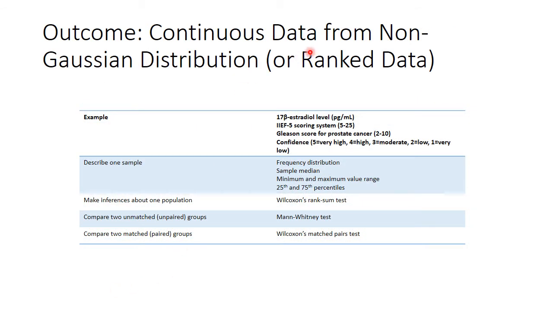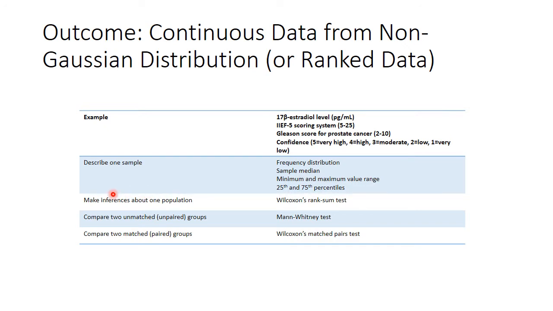Now looking at continuous data from non-Gaussian distributions, or ranked data, you can look at things like 17 beta estradiol concentrations. Or if you're looking at certain scores for prostate cancer, or a Likert scale, so looking at confidence in something, very high versus moderate, this can be good for that. Describing just one sample, again, you can do very similar things, like frequency distributions and 25th and 75th percentiles. Here, you're not going to look at the sample mean so much, but more at the sample median, because we know this is the 50th percentile value.